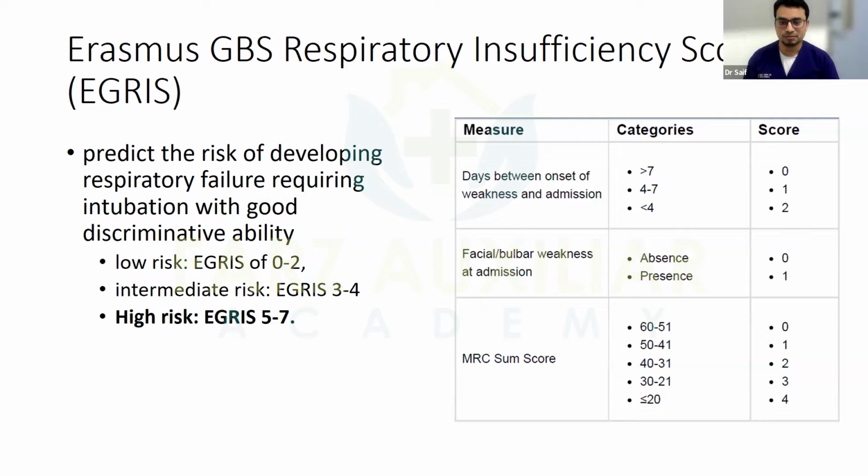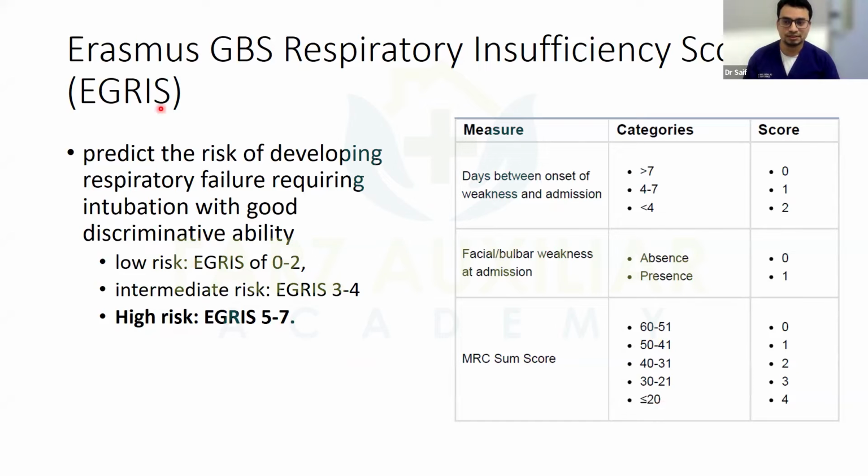This you need to remember, MRC sum score, that will come also in all kinds of neuromuscular disease. So the maximum score is 16. Okay, so lesser the score, more is the involvement of muscle. To elaborate MRC sum score, before that, remember that EGRIS score 5 to 7 is related to high risk of respiratory insufficiency. So just to be very simple, you remember EGRIS score, right?